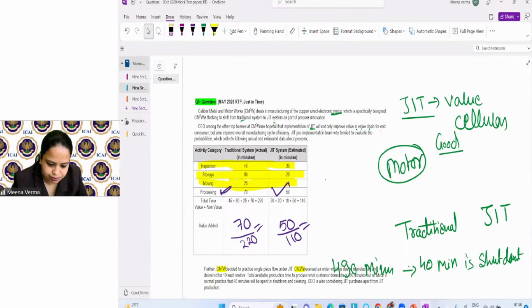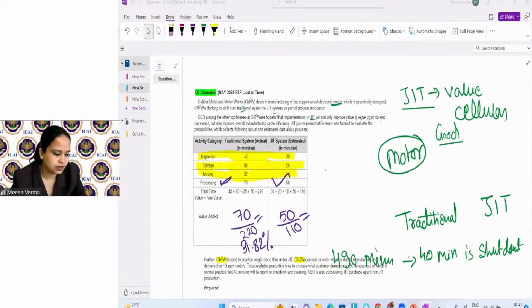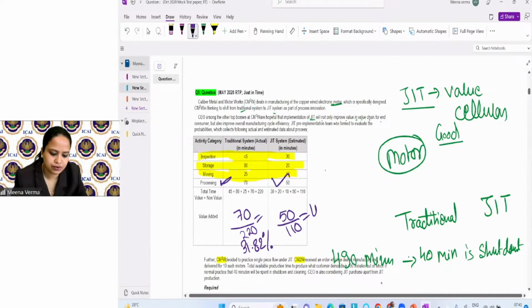And what is the second one? Please solve it and tell me the value. Yes, please solve it and tell me what is it coming. Tell me, please.